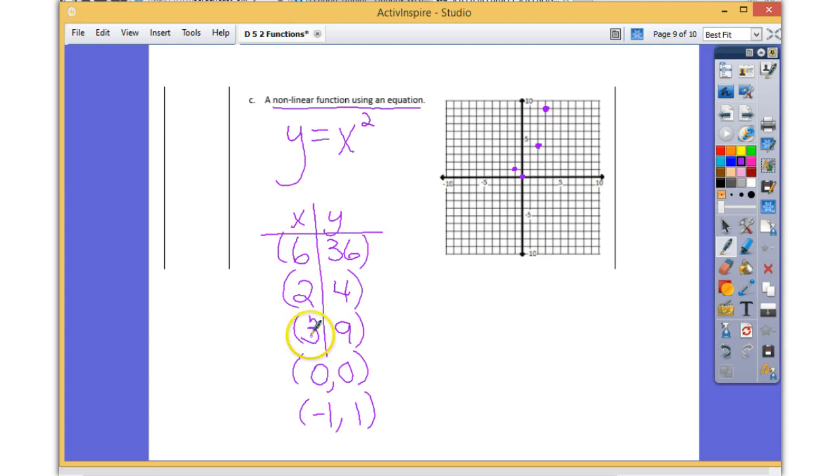We used a 3, let's use negative 3. What's negative 3 squared? 9. So let's go negative 3 and up to the 9. Do you see a pattern here? What's going on? We're doing opposites. What's it making? A non-linear equation. Okay? The more points you have, the more accurate your graph is.